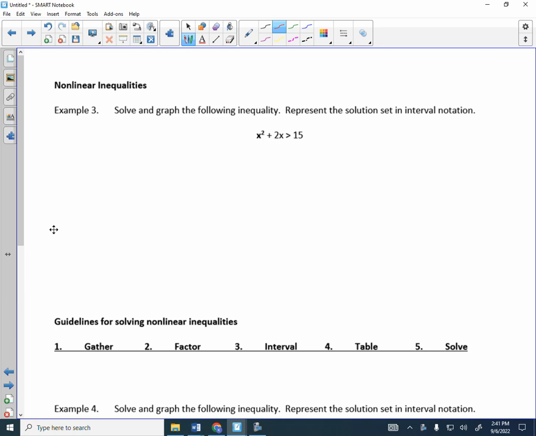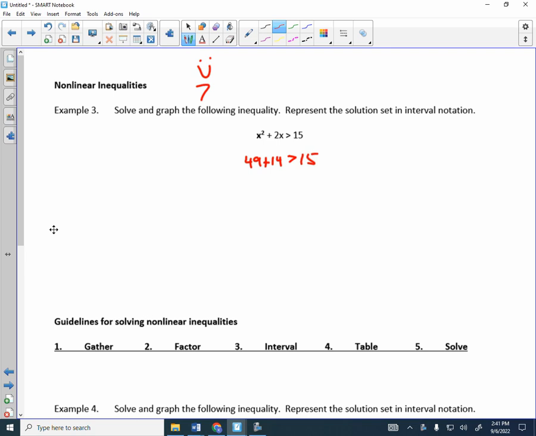Look at what we have here. It says x squared plus 2x is greater than 15. Okay? Give me a number. 7. 7 squared is 49 plus 14. Is that greater than 15? It is, isn't it? So it turns out that 7 is part of the solution set.